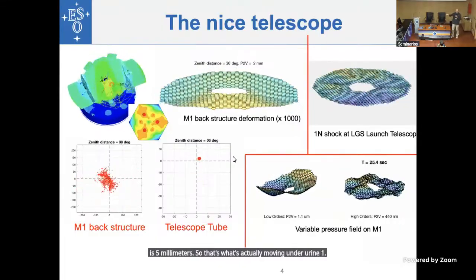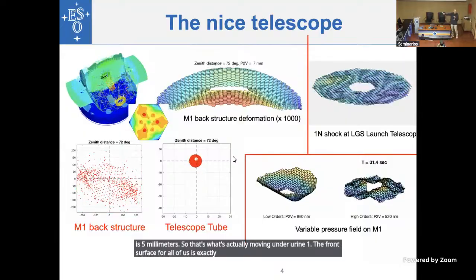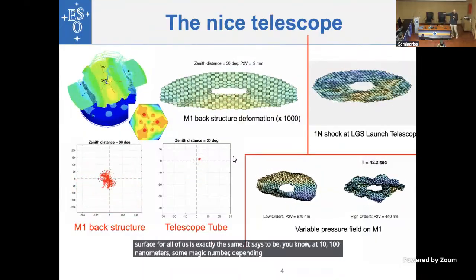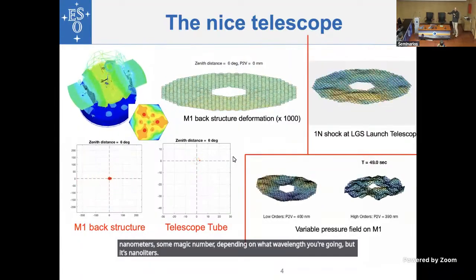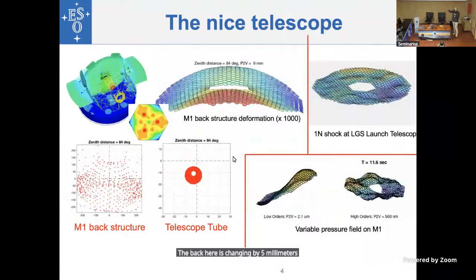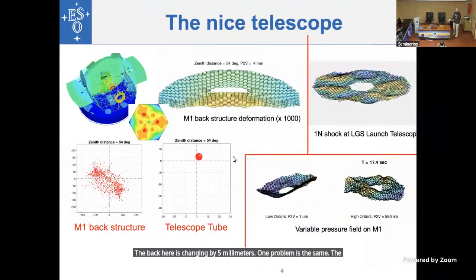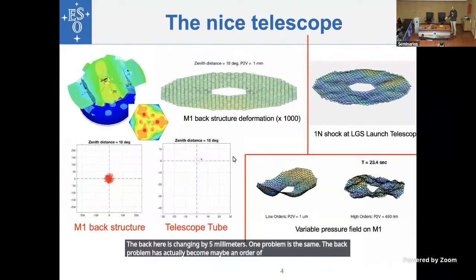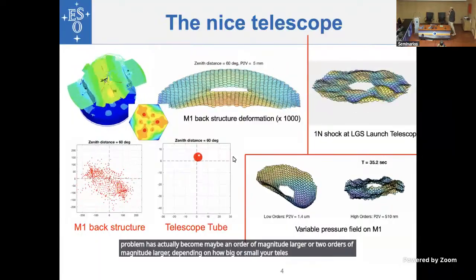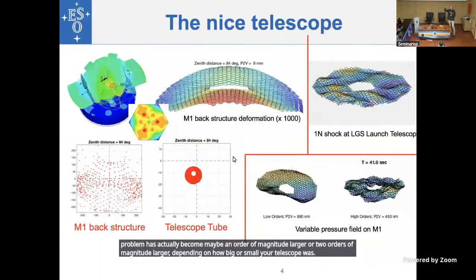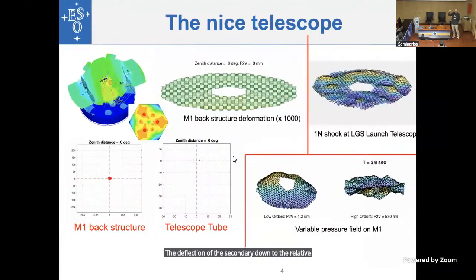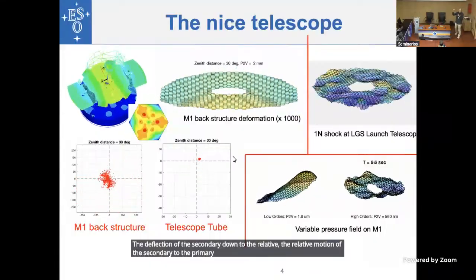The front surface for all of us is exactly the same. It's said to be at 10, 100 nanometers, some magic number depending on what wavelength you're going, but it's nanometers. The back here is changing by 5 millimeters. Your front problem is the same. The back problem has actually become maybe an order of magnitude larger or 2 orders of magnitude larger, depending on how big or small your telescope was. Okay? The deflection of the secondary, the relative motion of the secondary to the primary, is 5 millimeters.